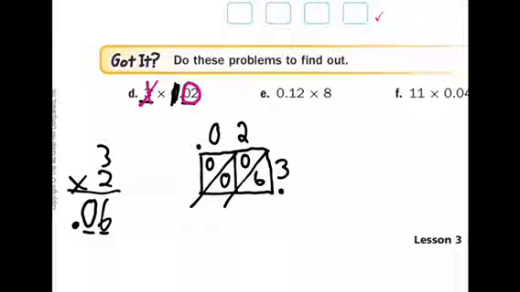I'll add up my diagonals, 6, 0, 0, and I'll place my decimal. This one goes down, this one goes over, X marks the spot, 0.06. Same thing. So you decide what way you like to do it.